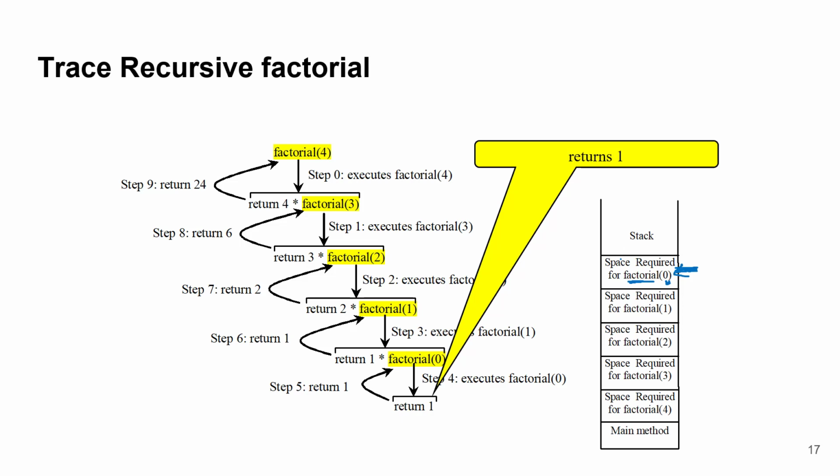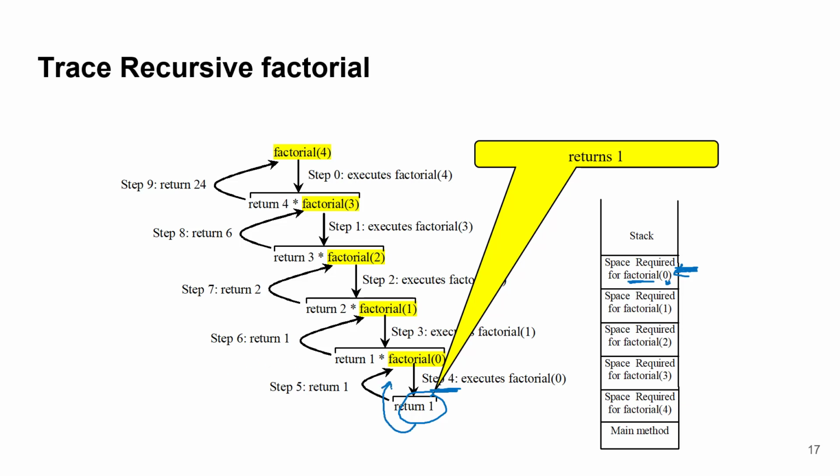But when you invoke factorial 0 with n being 0, you know that its value is 1. Right? So when you hit n equal to 0, then you know that the factorial of 0 is 1. You don't need to make any recursive call further. So what will happen now, when you know that factorial 0 is equal to 1 on step number 4, then it will return the value 1, right?